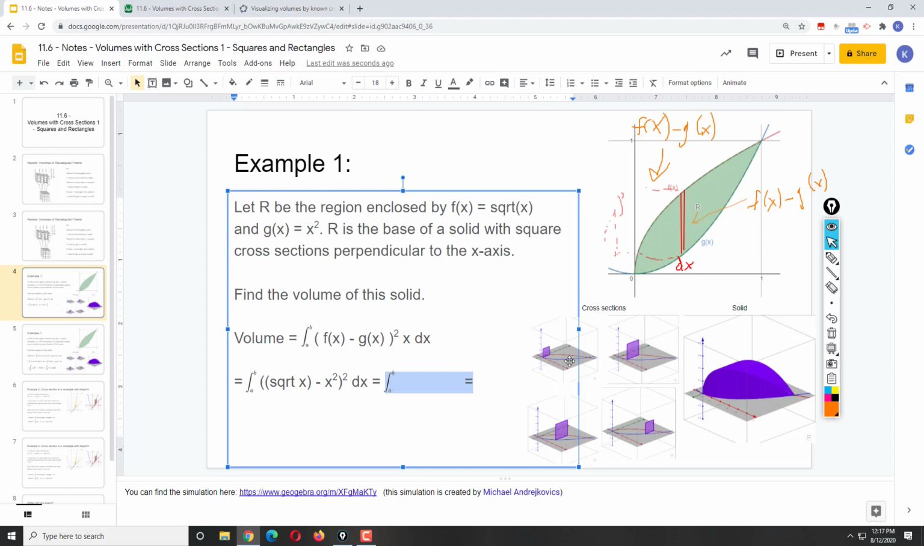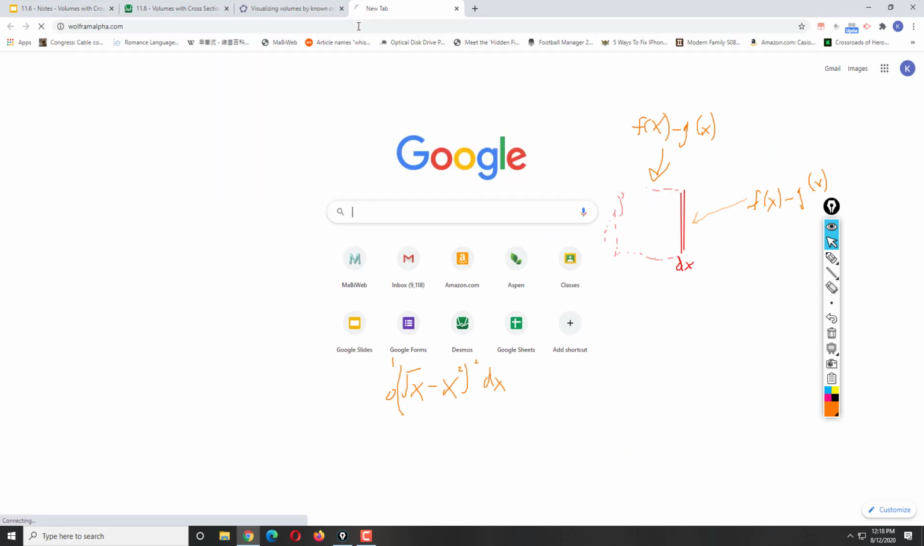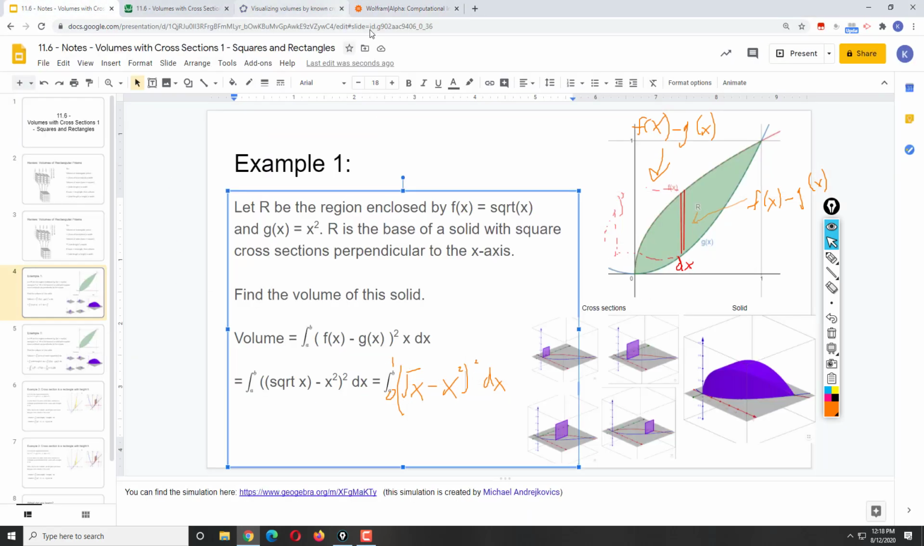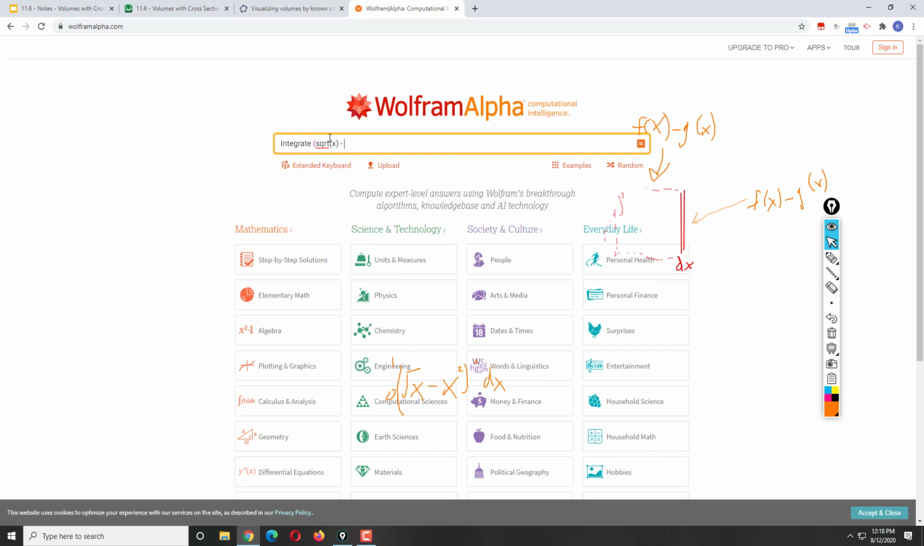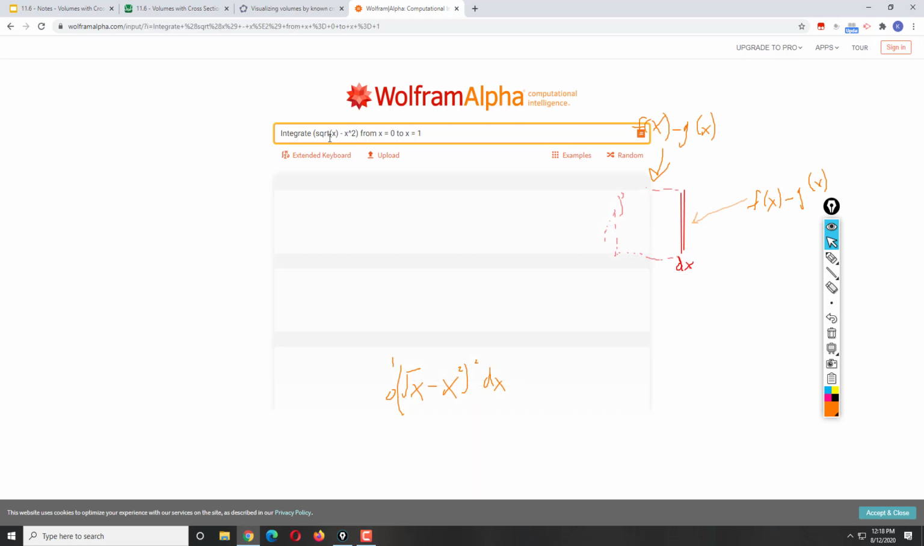So when we do that, this is really just equal to this thing: the integral from 0 to 1 of square root of x minus x squared, and the whole thing squared, dx. We can go to Wolfram Alpha to help us solve this integral. We are trying to integrate square root of x minus x squared from x equals 0 to x equals 1.